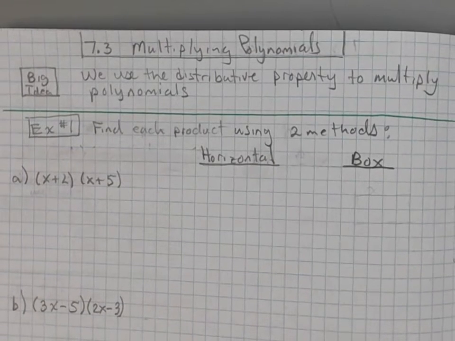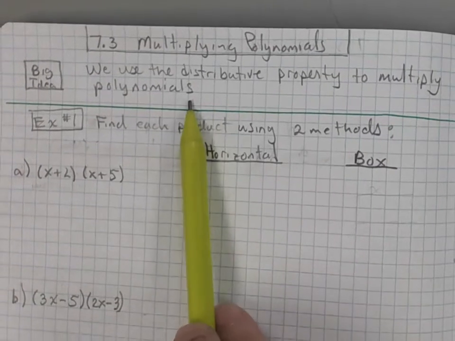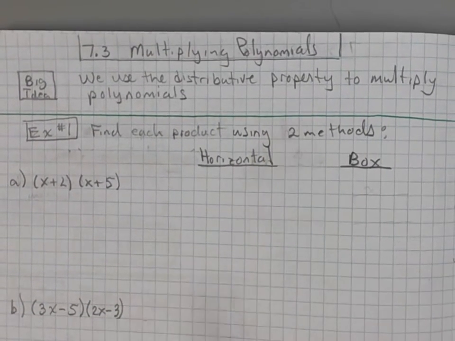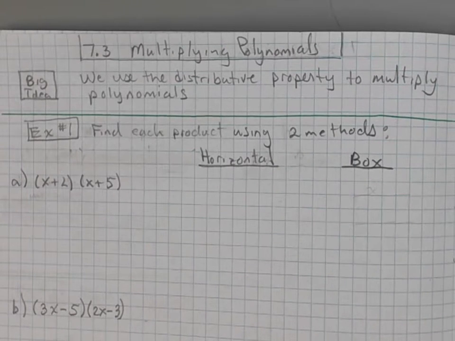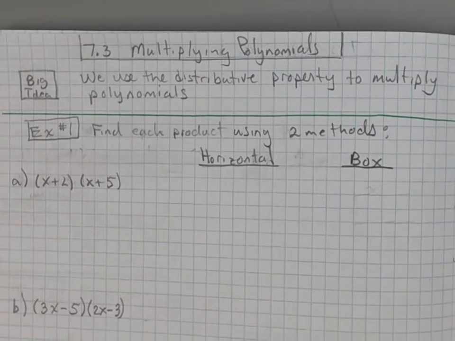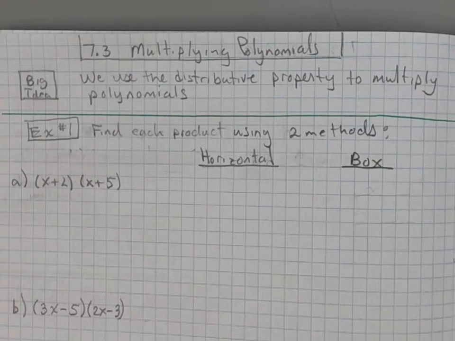Right, this is lesson 7.3 and we are multiplying polynomials. The main idea for multiplication is that we're going to use the distributive property to multiply. I'm going to show you two methods, so you have a choice of which one is more appealing to you. You may have seen these in the past, so you go with what works.